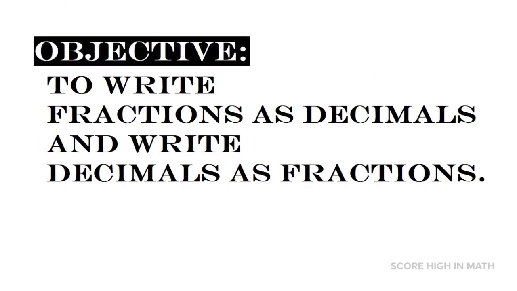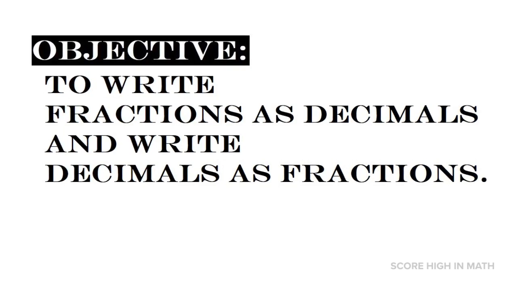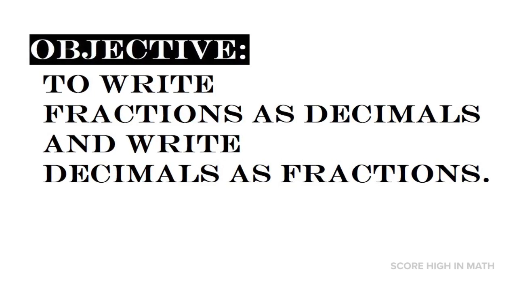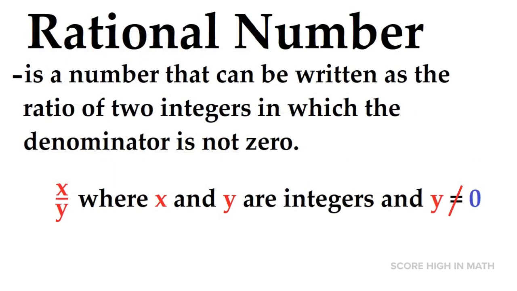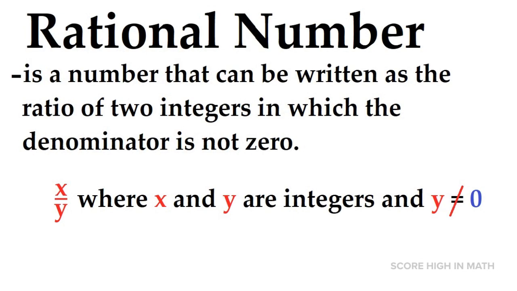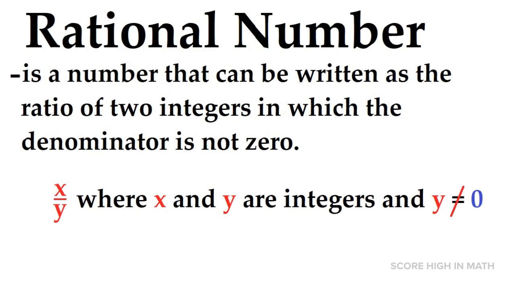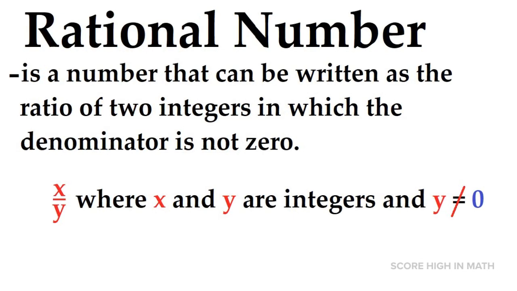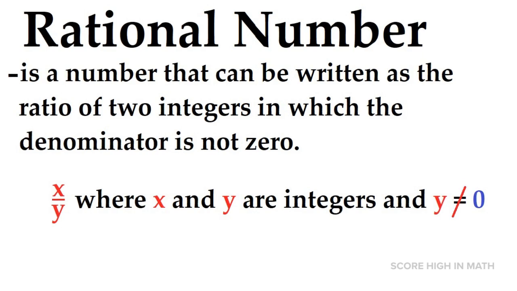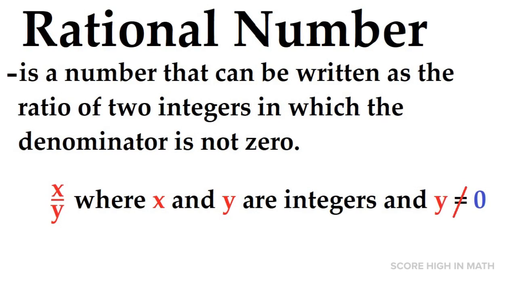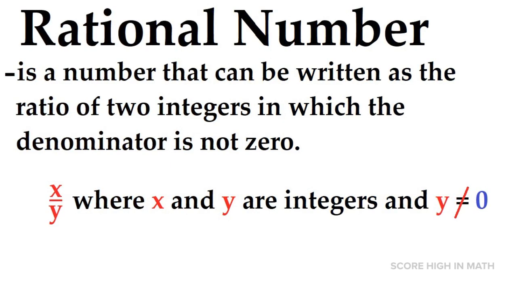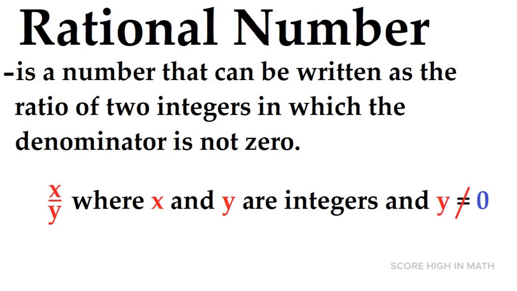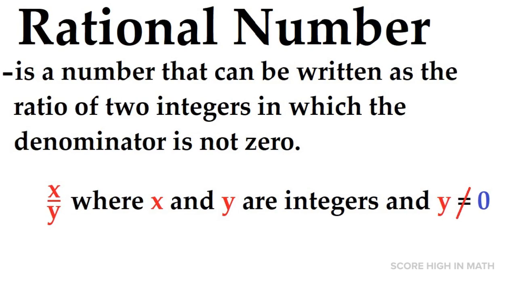The objective of our lesson is to write fractions as decimals and write decimals as fractions. What is a rational number? It is a number that can be written as the ratio of two integers in which the denominator is not 0. For example, x over y, where x and y are integers and y is not equal to 0.